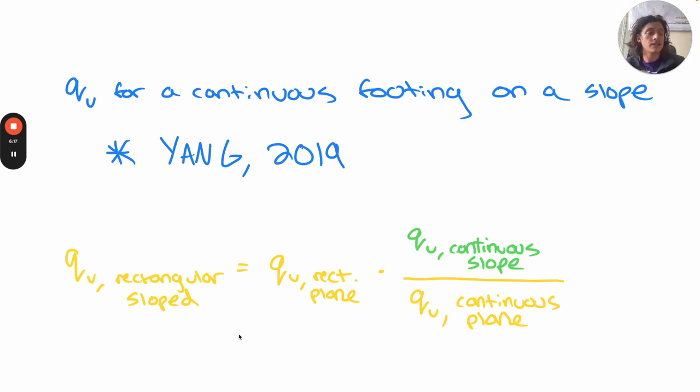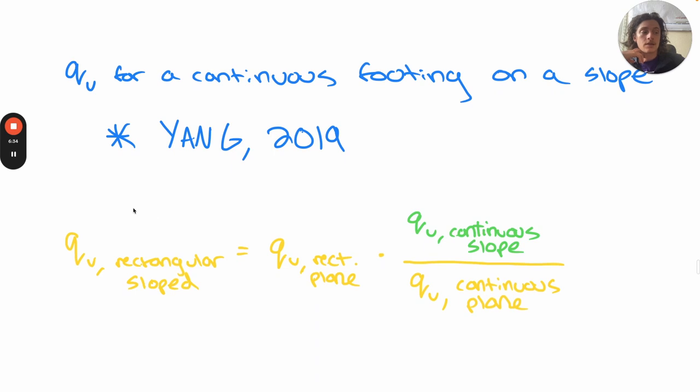And ultimately, Yang is going to give us this equation, or this variable I have in green, the ultimate bearing capacity for a continuous footing on a slope. And the final step is to adjust this to get our value for a rectangular footing on a slope, which is what our foundation represents. So the rectangular footing on a slope value comes from the equation that modifies the continuous footing on the slope value, or the rectangular footing on a flat plane value, by the ratio of the continuous footing on a slope to the continuous footing on a plane. And this gives us our final equation for a theoretical ultimate bearing capacity.